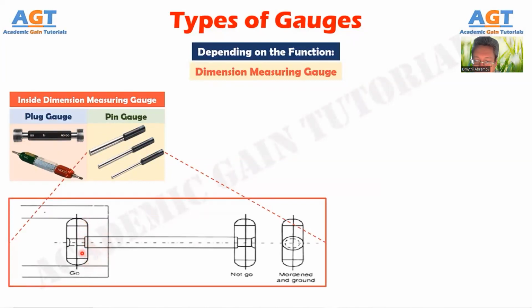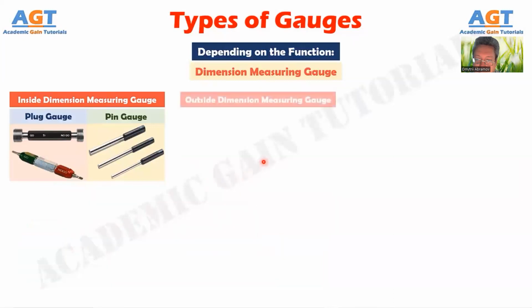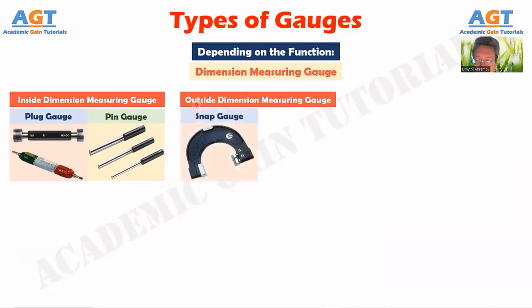It is measured across cylinder bore on the gauge placed lengthwise. Outside dimension measuring gauge. The outside dimension measuring gauge is used to measure the outer or outside diameter, width, height, etc. As an example, the outer diameter of a bolt can be measured by snap gauge. Dimension measuring gauge is classified in different types, such as snap gauge and ring gauge.